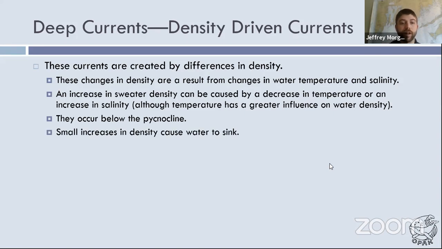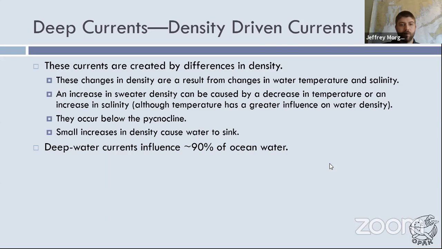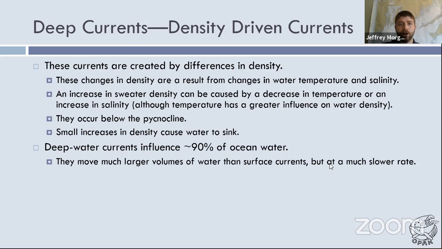And very small changes in density, fractions of change, cause water to sink or rise. These deep water currents influence about 90% of our ocean water versus 10% for our wind-driven currents at the surface. However, these currents move much, much slower, but they do move much larger volumes of water. So again, we have 90% versus 10%.